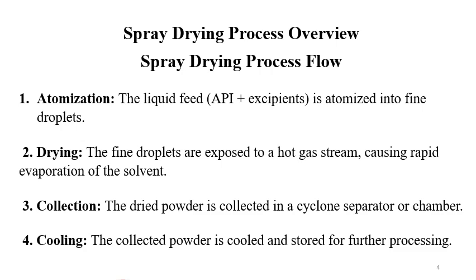And the liquid is API plus excipients. Excipients may be solubilizers, wetting agents, and some polymers. So the solvent is selected such that it dissolves API and other excipients like polymers. This liquid is fed into the drying chamber and the fine droplets are exposed to hot gas stream, causing a rapid evaporation of the solvents.